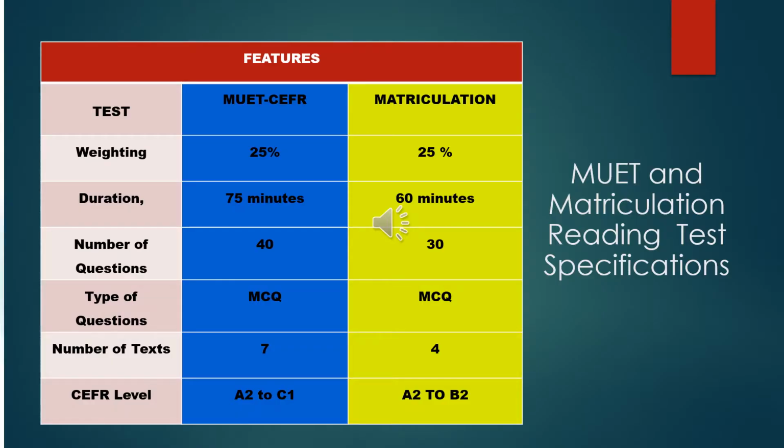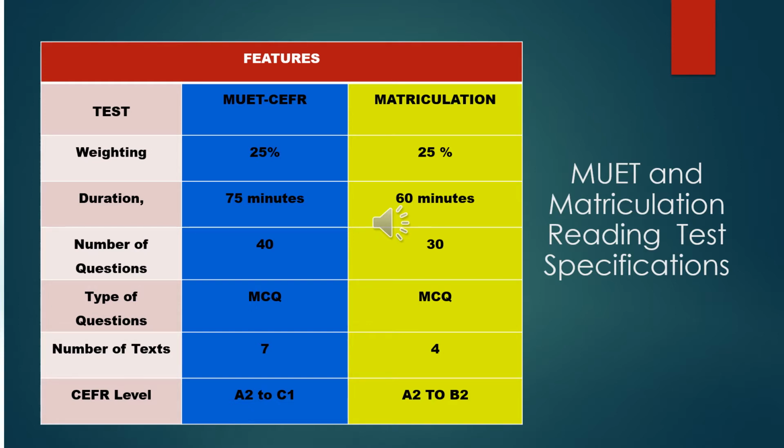Well, now let's look at the MUET and matriculation reading test specification. The features given there are the tests for MUET CEFR and matriculation. The weighting for MUET CEFR is 25% and matriculation is also 25%. Duration, the time given for reading is 75 minutes, whereas matriculation is 60 minutes.